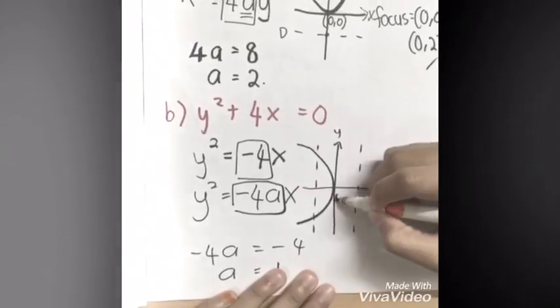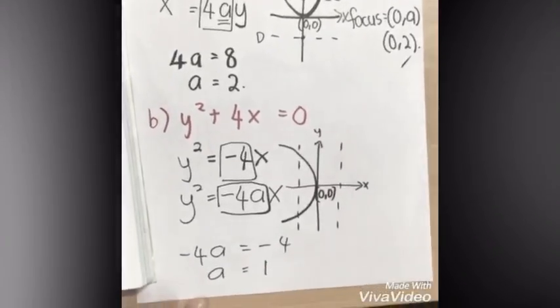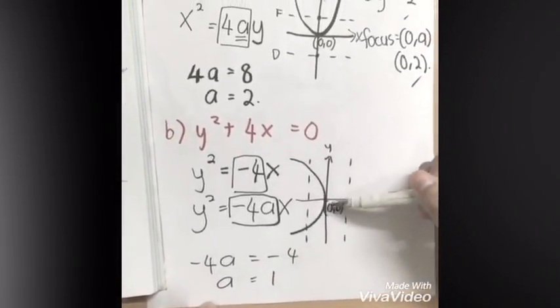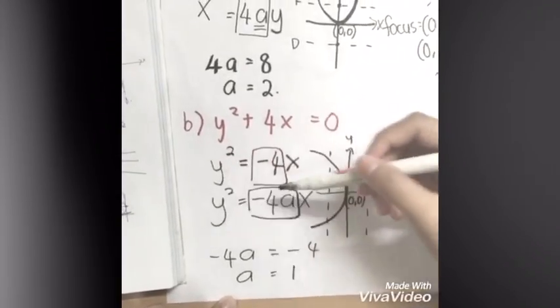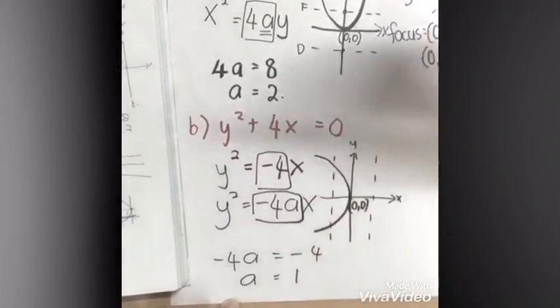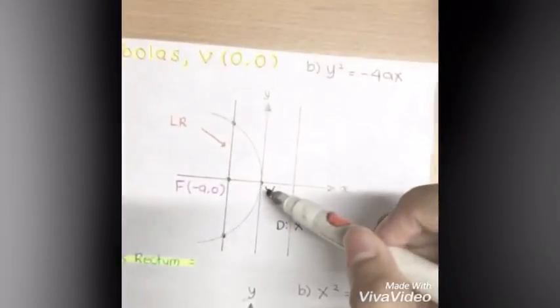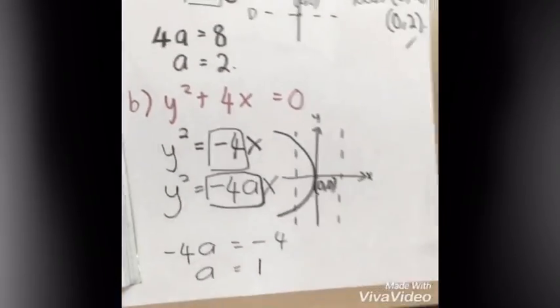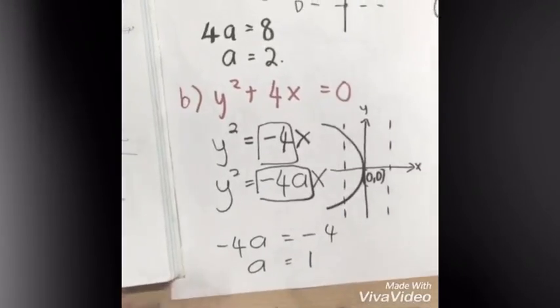And the vertex is 0, 0. Why is the vertex 0 and the equation like this? We know that the graph will be like this, where the vertex is 0, 0. So now we have to find a.